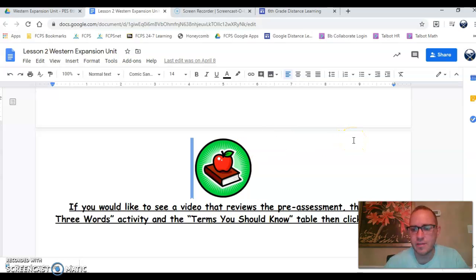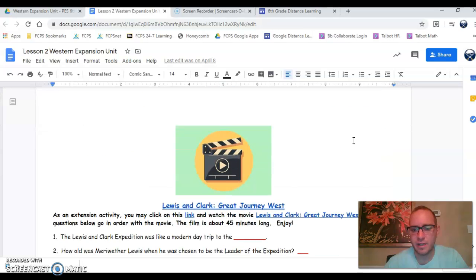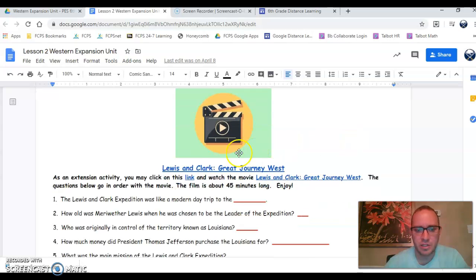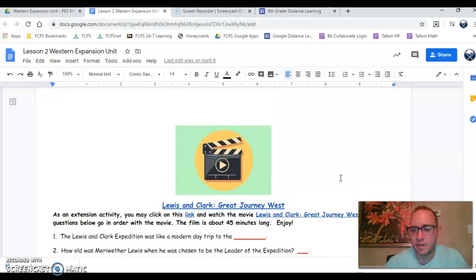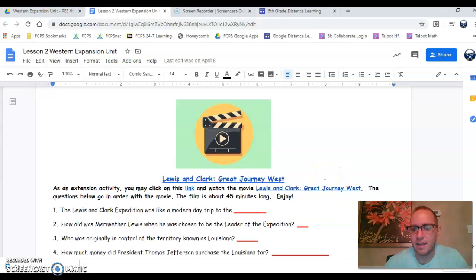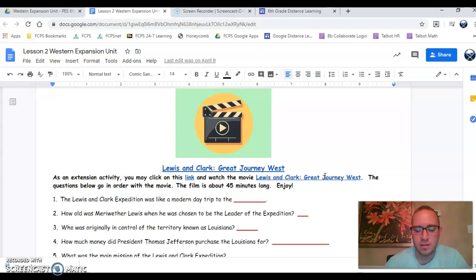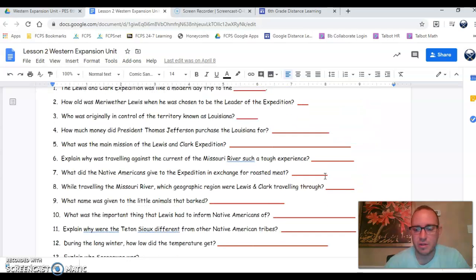And finally, the last thing that there is for this lesson is a movie extension. So if you have time this week and you're inclined to learn more about the Lewis and Clark expedition, you can click on this link and watch the movie Lewis and Clark: The Great Journey West. This is a neat movie that's narrated by Jeff Bridges, and in the film, a lot of the journals that Lewis and Clark kept from their expedition are read directly to you by actors, and it kind of dramatizes a lot of the experiences they had, and it's about 45 minutes to an hour long, and I think it's worth your time if this is a topic you're interested in.